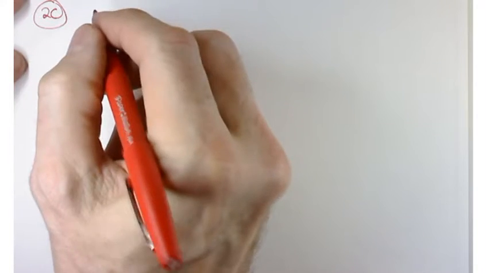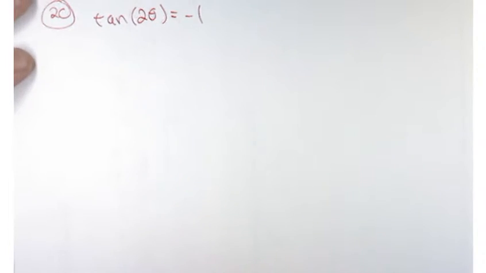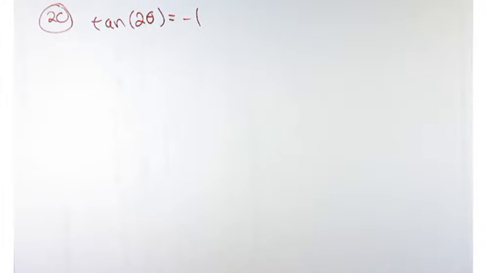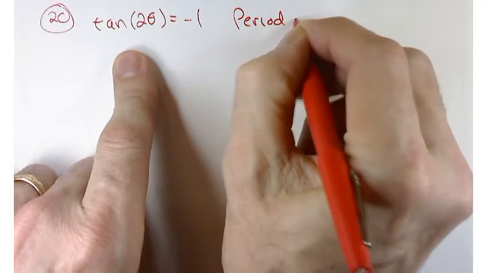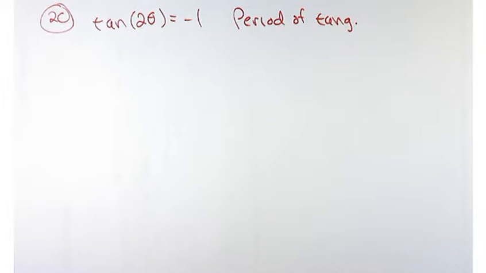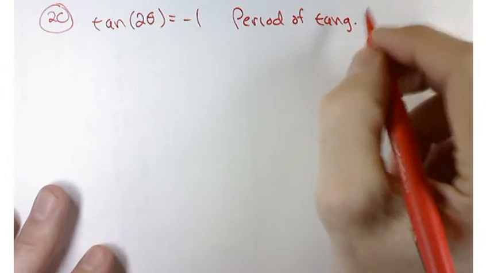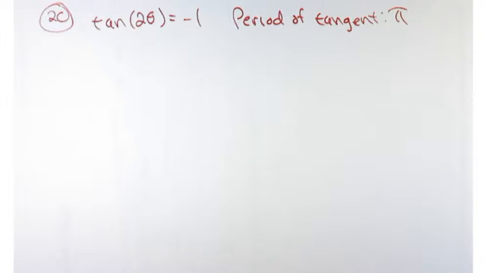So problem number 20. Tangent of 2 theta equals -1. Okay, well, one thing I want you to remember about the tangent is its period. What's the period of the tangent? Pi. Well done. Sine and cosine have a period of 2 pi. The period of tangent is pi, so it repeats itself a lot more often than the sine or cosine graphs.